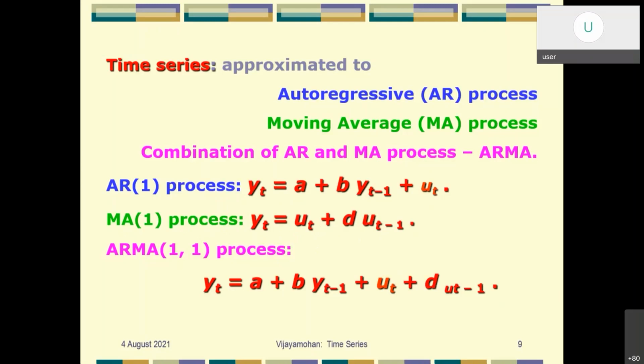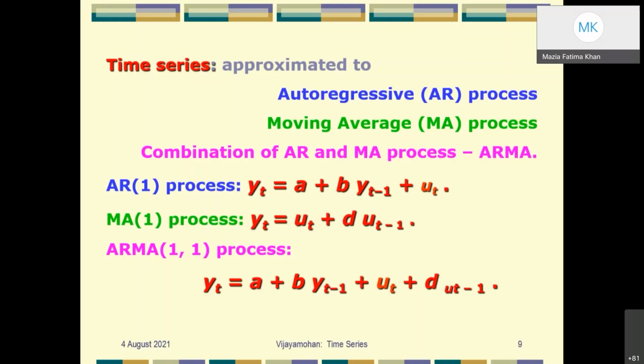Random error term, and its lagged values, the previous value. That is an MA process. When we combine this, we get this one. Here we have the lagged value of the dependent variable and the present and the lagged value of the error variable.